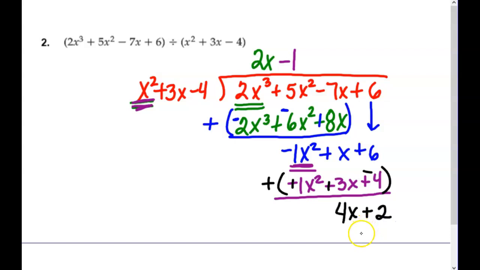So how are we going to write a, can I multiply an x squared and make it a 4x? No. So how am I going to write that remainder? Anybody get that fraction business? I put plus, and what goes over what? The 4x plus 2 goes over, that's a mess, x squared plus 3x minus 4.